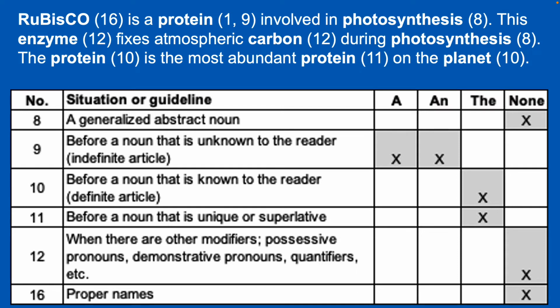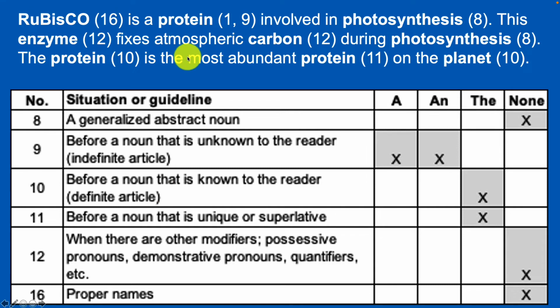You can measure it, but you can't count it. And then it's during photosynthesis, no article here because, again, this is an abstract noun. Then in the next sentence, we say the protein. You might say which protein. The protein is referring back to Rubisco, which was introduced 2 sentences previously. So now this protein is known to the reader, so we use rule number 10, the definite article.